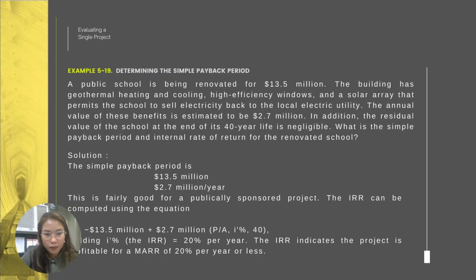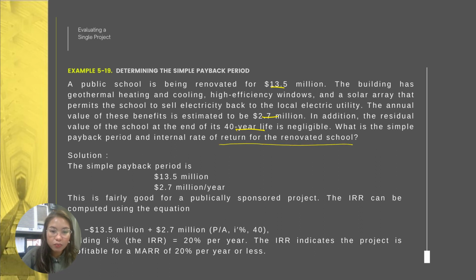I think we have one example for the simple payback period. A public school is being renovated for 13.5 million. The building has geothermal heating and cooling, high efficiency windows, and a solar array that permits the school to sell electricity back to the local electric utility. The annual value of these benefits is estimated to be 2.7 million. In addition, the residual value of the school at the end of its 40-year life is negligible. What is the simple payback period and internal rate of return for the renovated school?